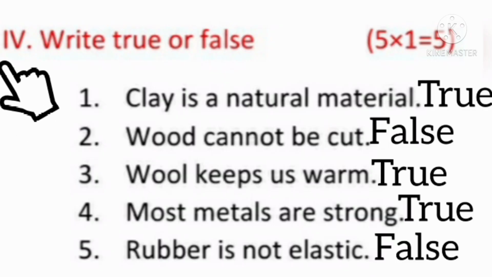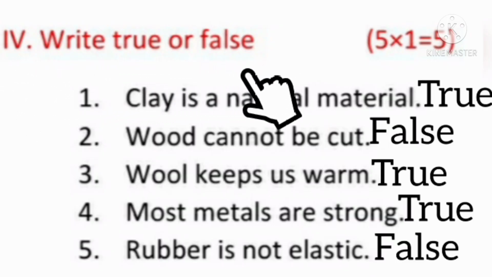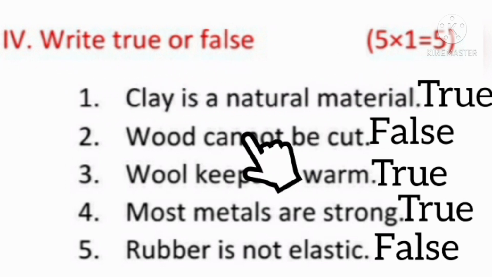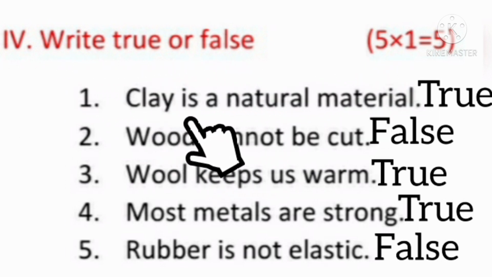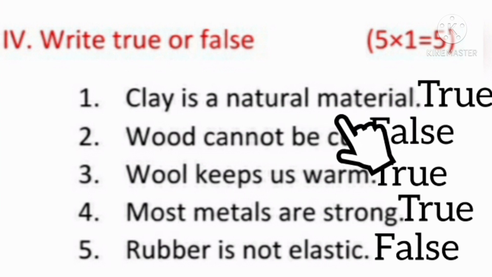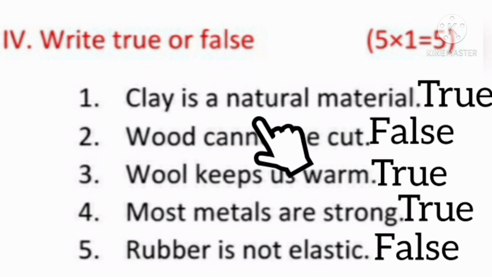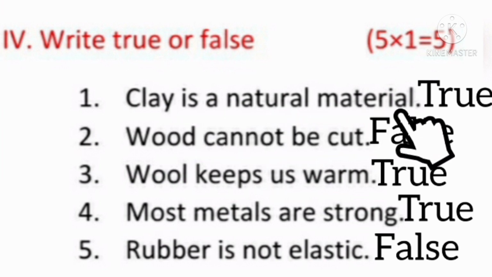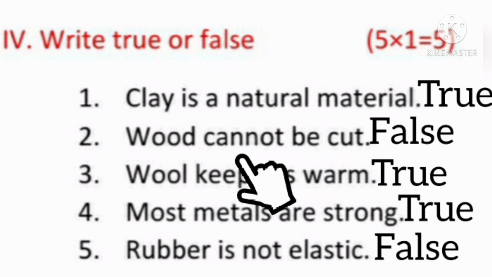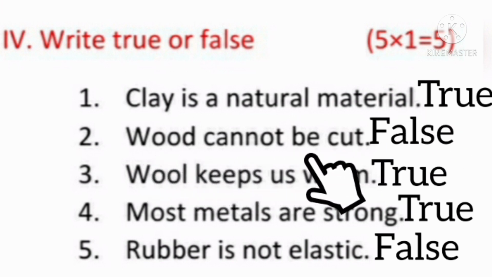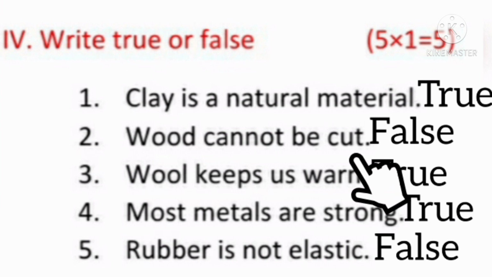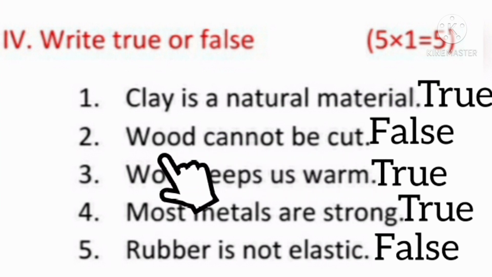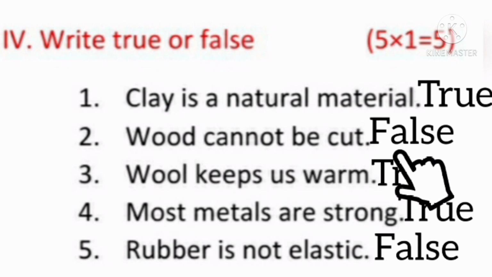Next Roman, write true or false. First one, clay is a natural material. Clay is a what material, children? Yes, very good. Clay is a natural material. Is the statement true? Yes. So, we should write true. Second one, wood cannot be cut. Is this correct, children? No. This is wrong. So, we should write false.